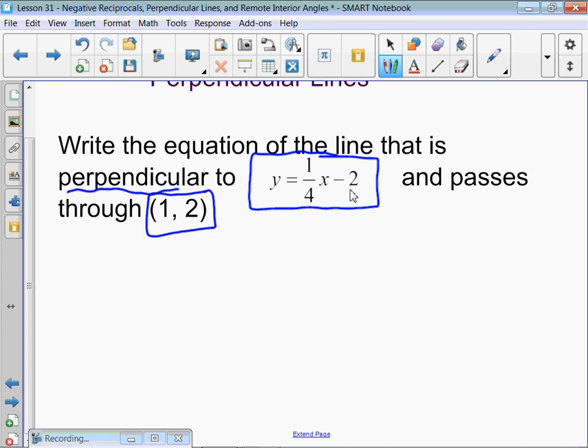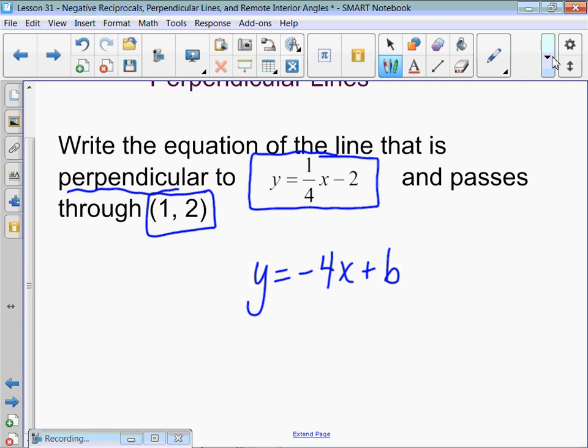All right, we don't care about this -2. The y-intercept doesn't matter. We're just going to look at the 1/4 slope. And raise your hand, somebody different who can tell me the perpendicular slope to 1/4. Jordan? -4. All right, and then I'm going to put plus b. We want a new y-intercept.